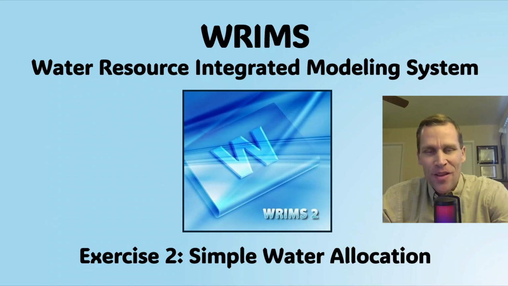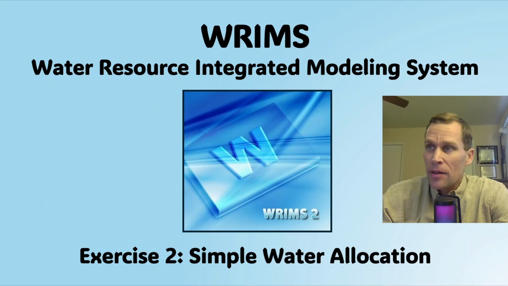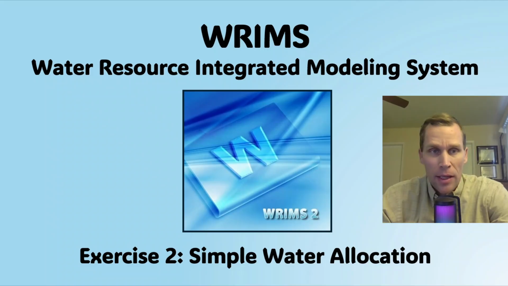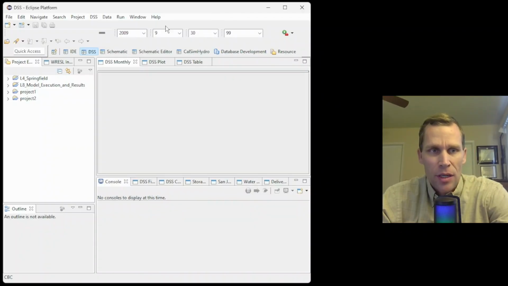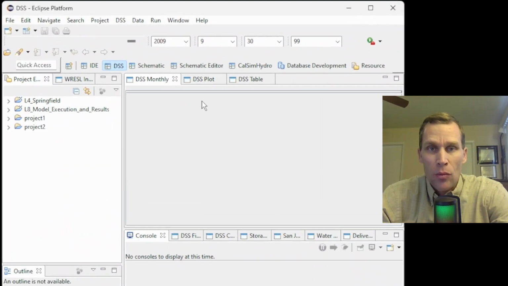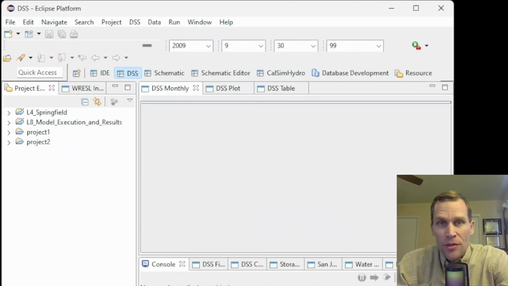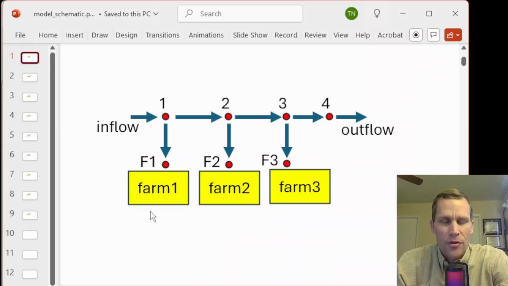Welcome and hello. This is a video exercise in WRIMS, and I'm titling this exercise Simple Water Allocation. So what I have on the screen here is the WRIMS interface. We'll get to that in just a moment. I first wanted to introduce this exercise with a diagram I have sketched out right here on the screen.